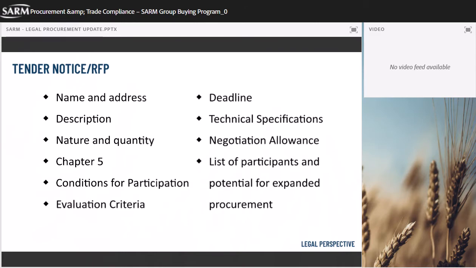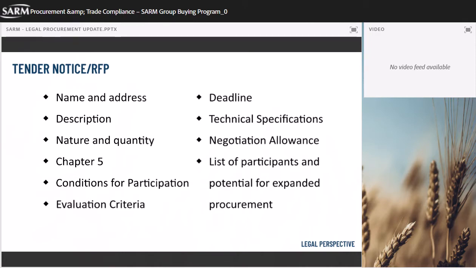Negotiation allowance. So if there's going to be an allowance for negotiation with suppliers, it needs to be stipulated in the tender notice. Or alternatively, if there's no clear advantageous tender, then there's an ability to allow for negotiation. And a list of participants and potential for expanded procurement. We went over that just a little bit earlier.